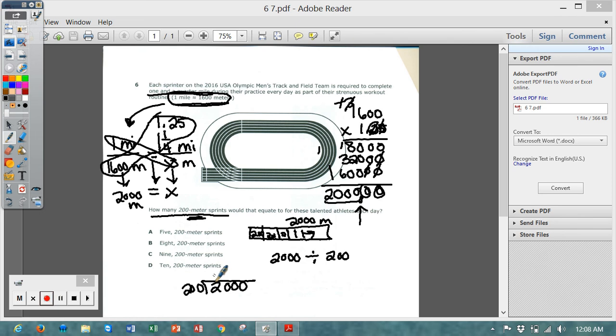200 does not go into 2. 200 does not go into 20. 200 into 200, yes, 1. We subtract and get 0, but we have to keep going until we get to this decimal. So there is another 0 here. 0 times 200 is 0. So it's 10. 10 200-meter sprints.